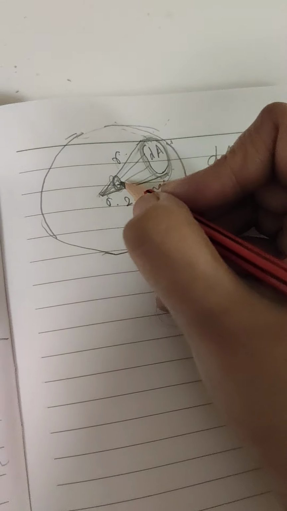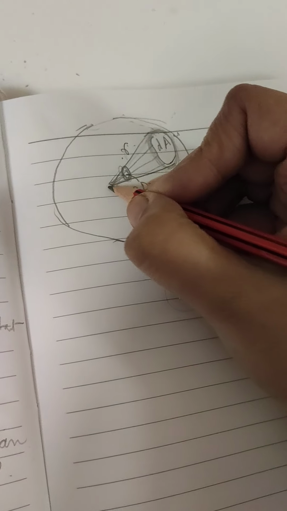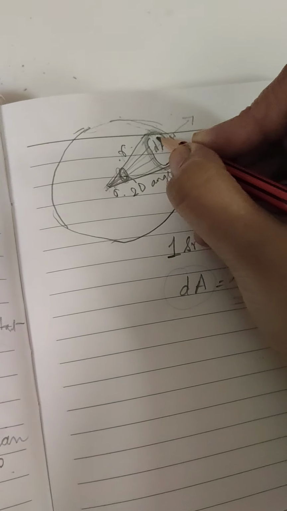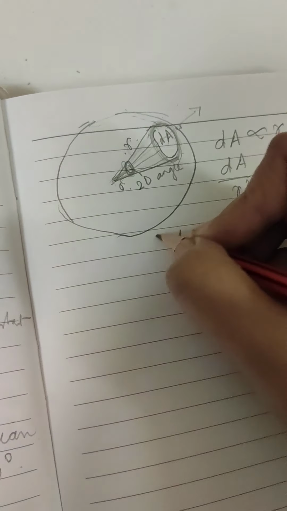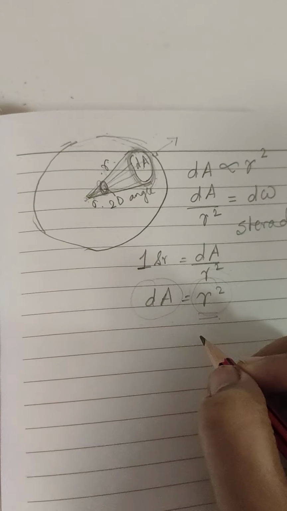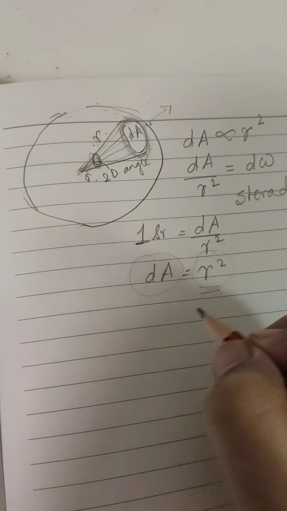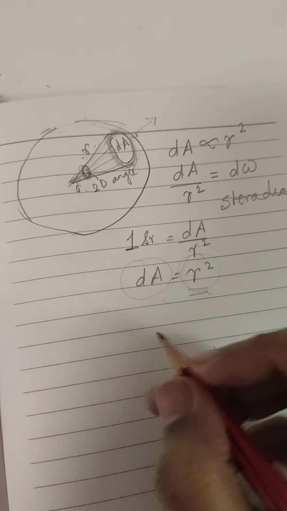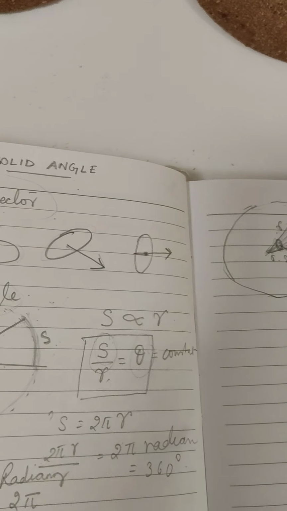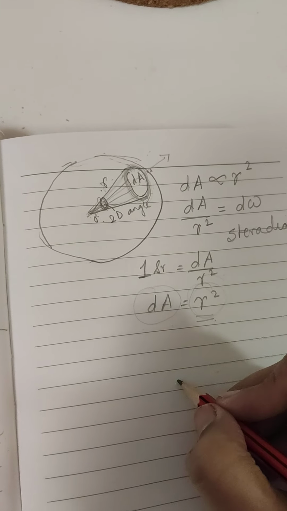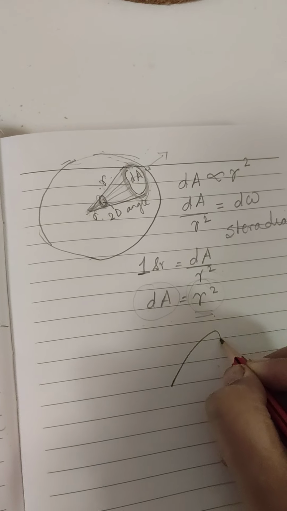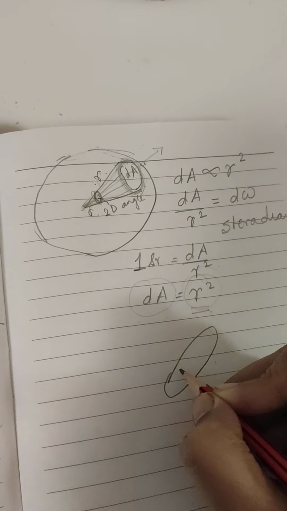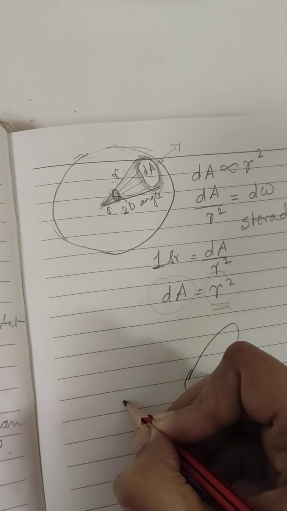Now, dr and dA have to be in the same direction, because dA is a part of the sphere always. That is how we define solid angle. Now, if we are having a surface like this, and say R is here.